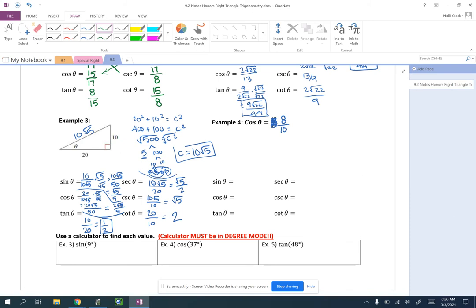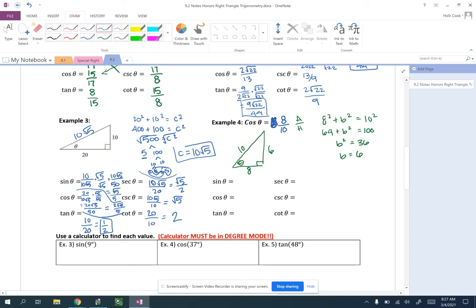Okay, and let's check our last one. So if we draw our triangle here, we know cosine is 8 over 10. So that means our adjacent side is 8, and our hypotenuse is 10, right? Adjacent over hypotenuse. So we need to solve for our last side. We have 8 squared plus b squared equals 10 squared. That's 64 plus b squared equals 100. If we subtract 64, we're going to get 36. So b is going to equal 6.